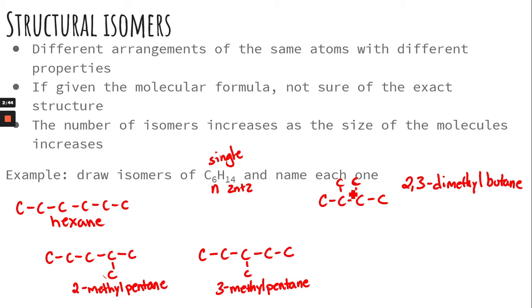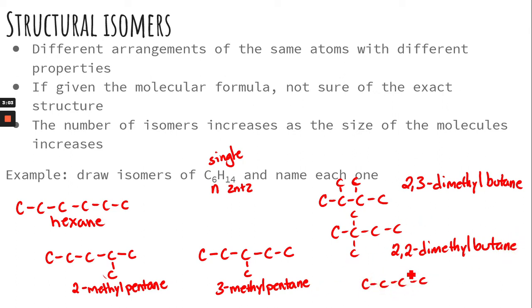Or we could take those 2 and we could put them on the same carbon. And so we would have 2,2-dimethyl butane. Now, if you draw that same one but decide to put it on this carbon, notice that that's the same exact molecule, so that is not a different isomer. And so C6H14 has 5 isomers.